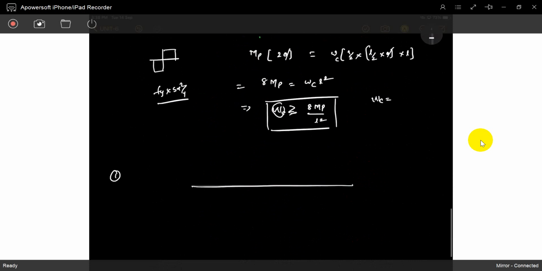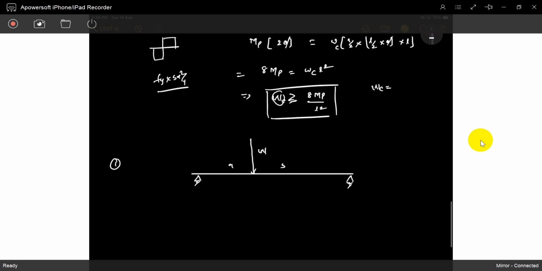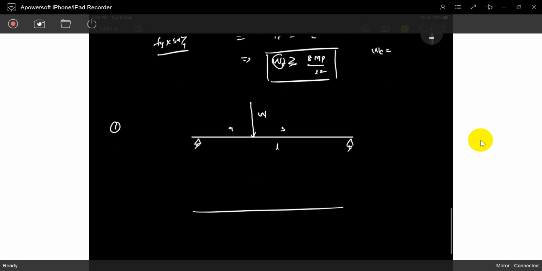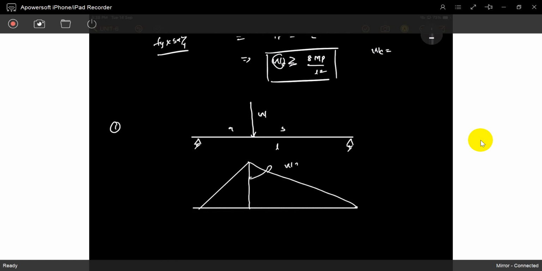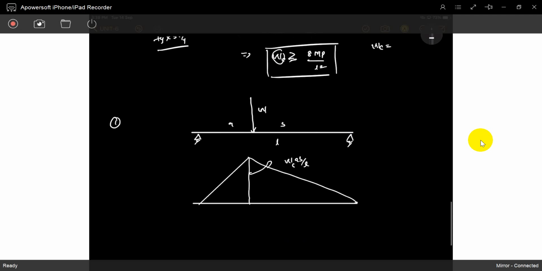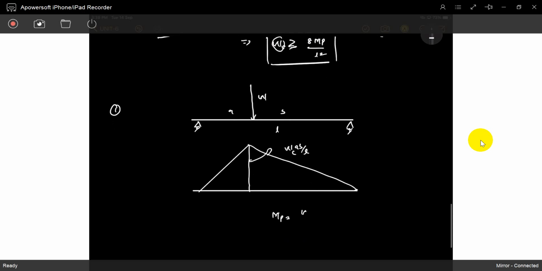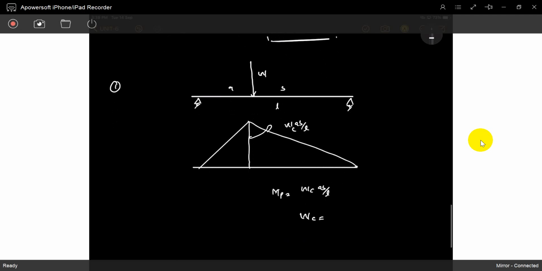We will do another problem. If the load W is at A, this is B, total length is L. I will do it both ways. Kinematics is easy, statics is not easy. So what is that value? This value is W A B by L. You already know it. So MP is W A B by L. So what is the collapse load? WC equals MP L by A B.